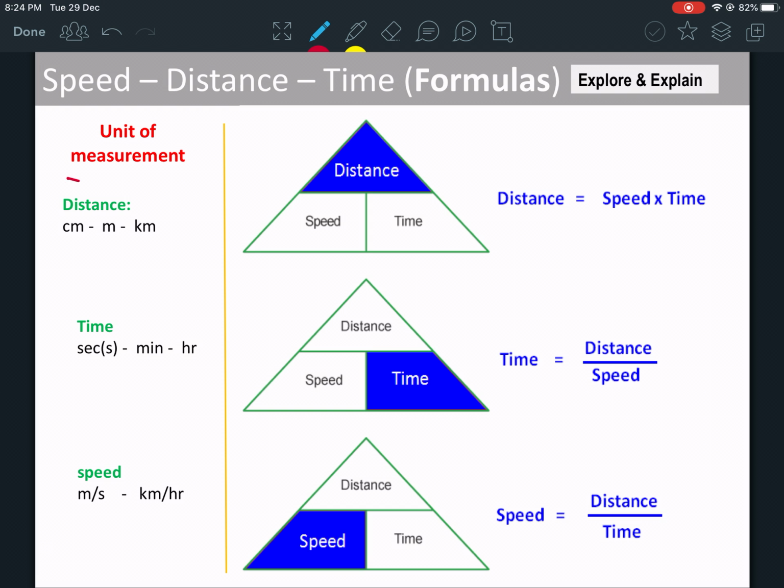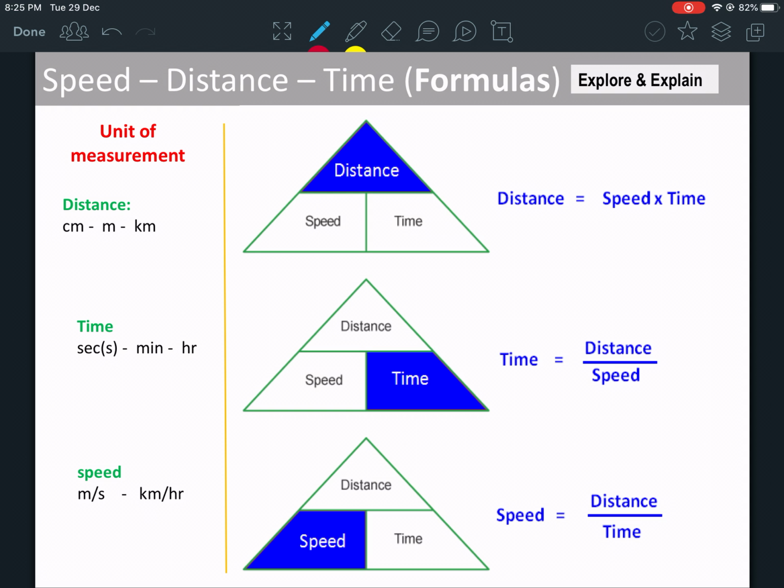You have to know the unit of measurement. So if you're measuring distance, it's probably centimeter, meter, kilometer. These are the units of measurement that you'll be using. And we'll be using mainly meter. But you're able to use any of those.